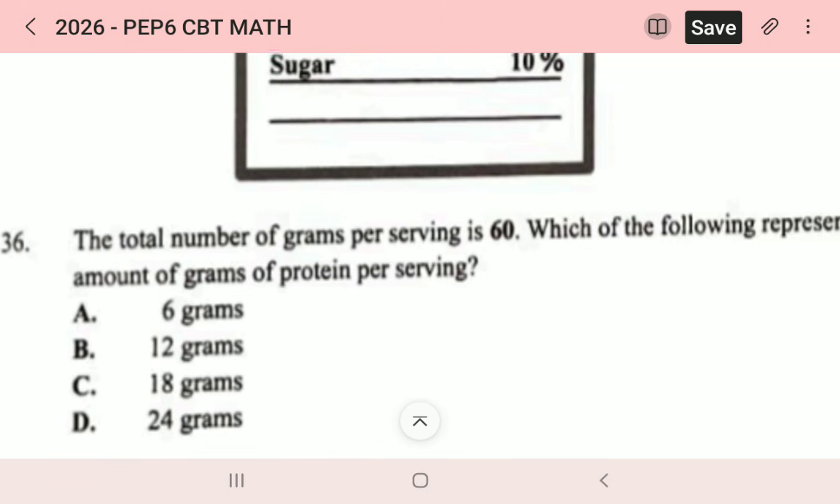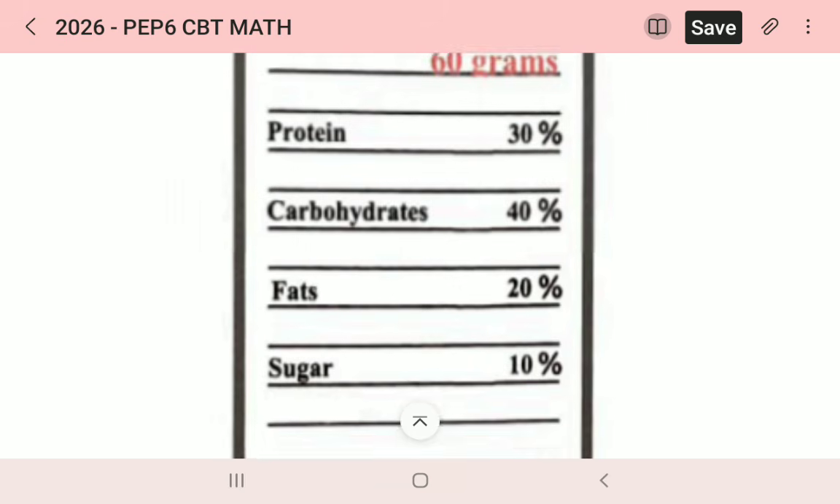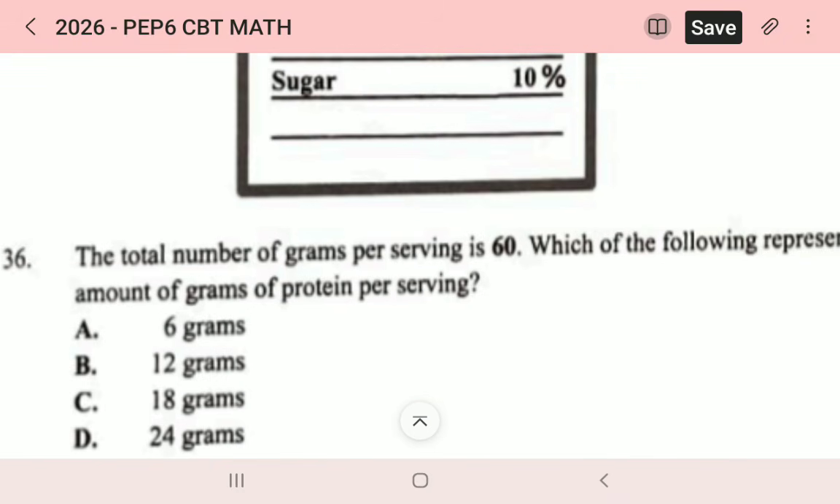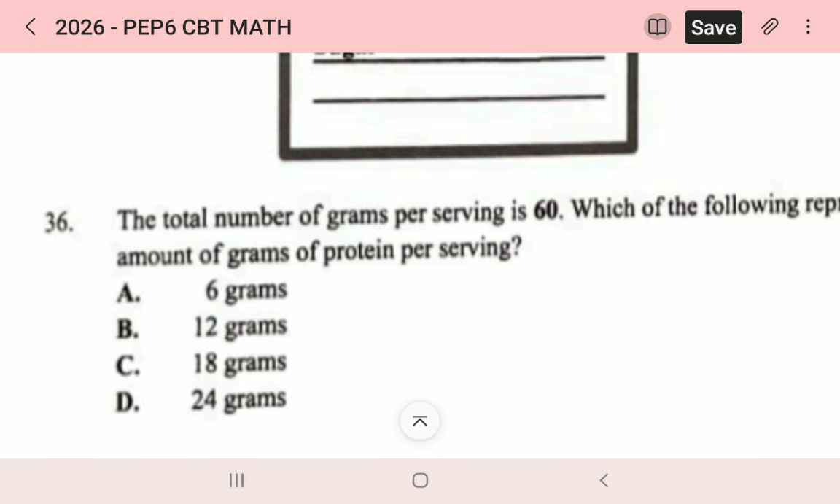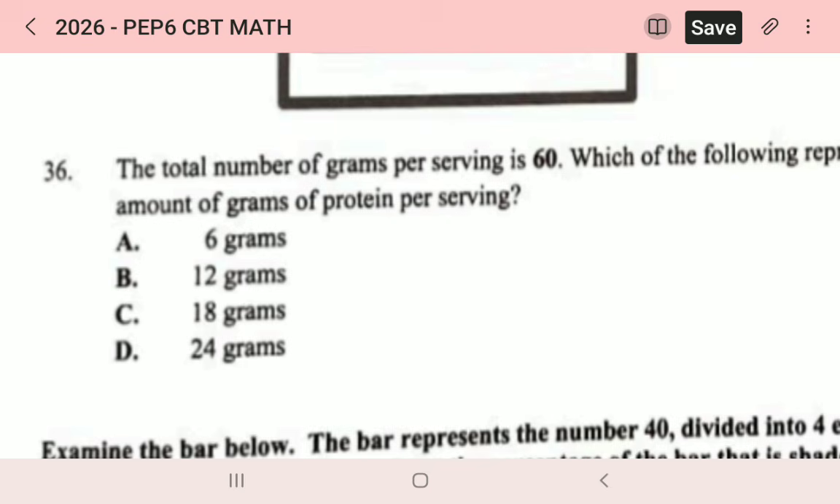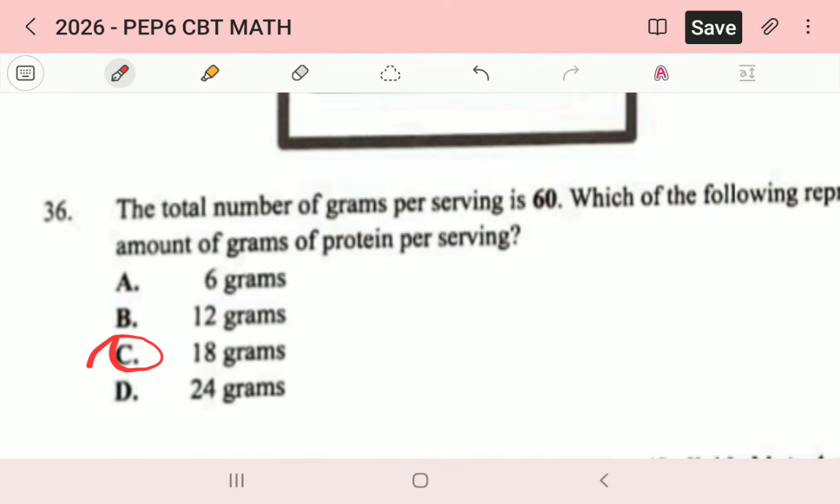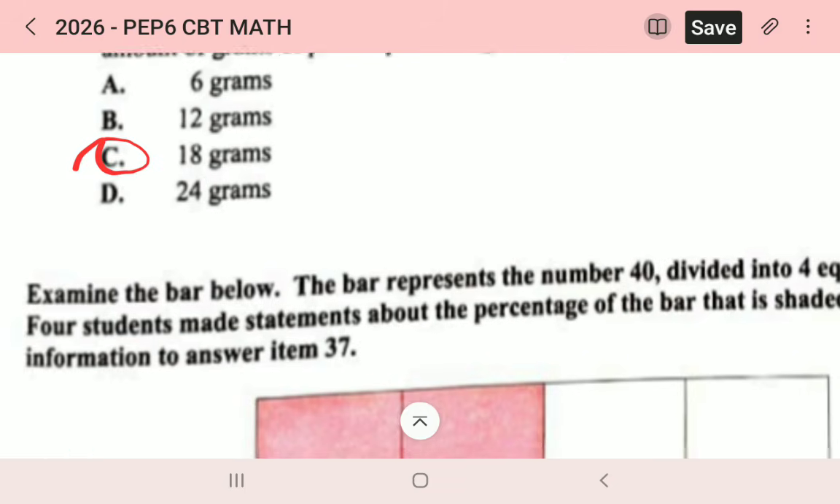Which of the following represents the amount of grams of protein per serving? So protein is 30 and you have 60. So which represents the total? Represents the amount of grams of protein per serving. What did you get? 18. Meaning you're finding the percentage of it. So you'd have to work the percentage out. What is 30% of 60?